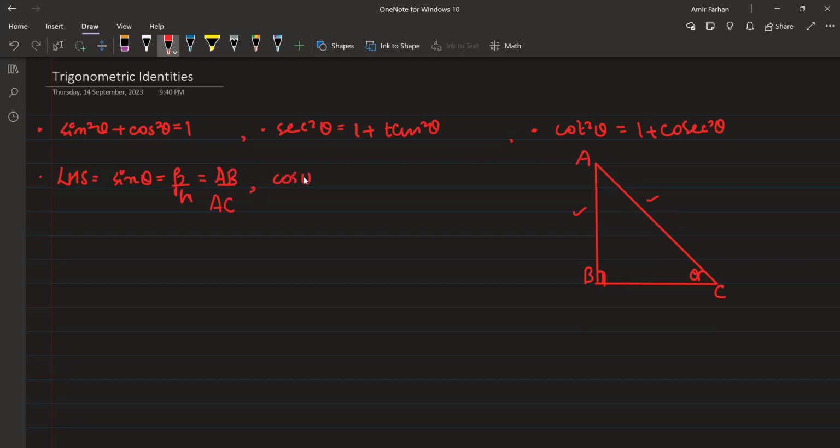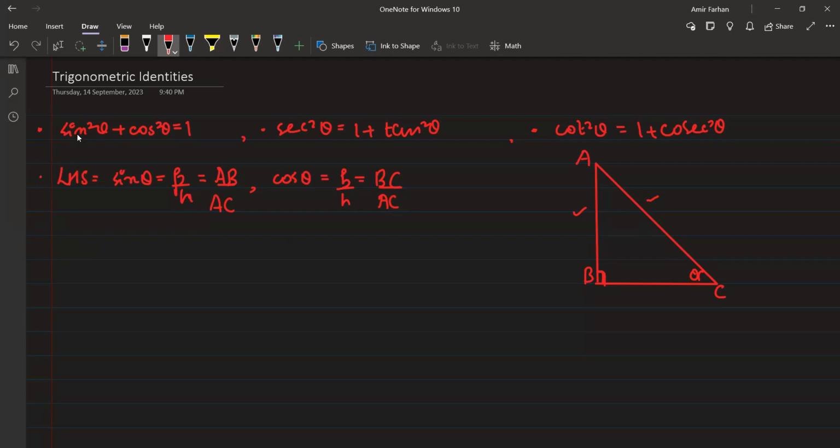Now, if I'm taking cos theta, tell me, Adil, what is cos theta in this? If C is already theta, it is base by hypotenuse. Now tell me the value in terms of ABC. BC by AC. Adil, the hypotenuse does not change.